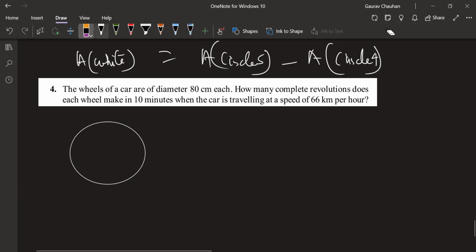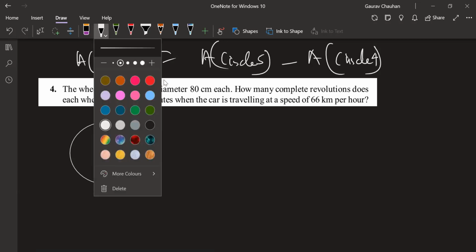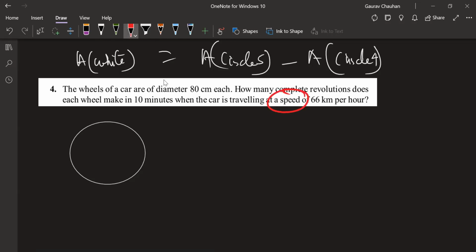Guys, can we have our attention here? Sir, we'll find the circumference first. Then we'll find the distance the car is traveling. Very good. How will you find the distance? They've given the speed as 66 km per hour. Which distance are you saying you will find?